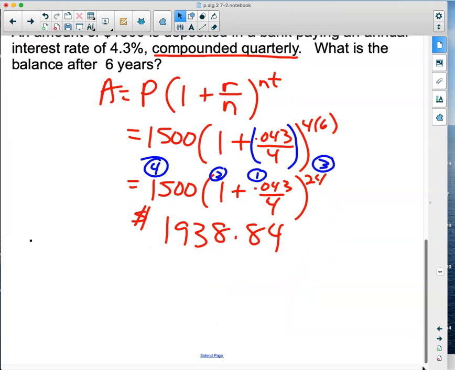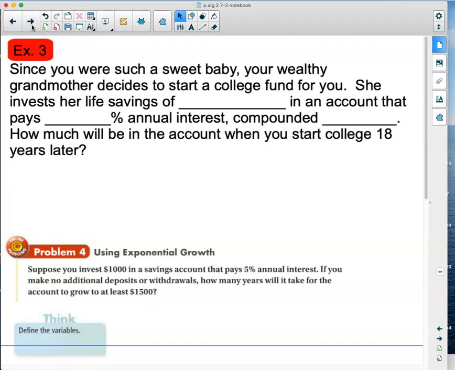Alrighty, that's definitely not enough practice. Since you were such a sweet baby, your wealthy grandmother decides to start a college fund for you. She invests her life savings of, well, now she doesn't sound so wealthy anymore. When we originally did this, we put $20,000 in here, and that sounded like a lot of money. That'll get you about 2/3 of your way through the first year of college now.